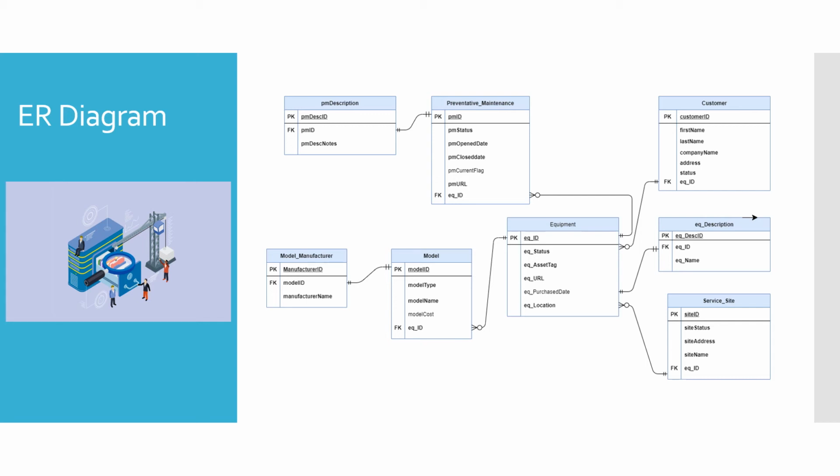The relationship between equipment and model entity is one equipment to many models, which is identified by unique IDs. Equipment ID is a foreign key on the model entity. The manufacturer model will have its own entity and be identified by ID. Model ID will be a foreign key on the model manufacturer table. The relationship between the equipment and service site is many equipment to one service site, which is identified by IDs as primary key. Equipment ID is the foreign key on the service site table.